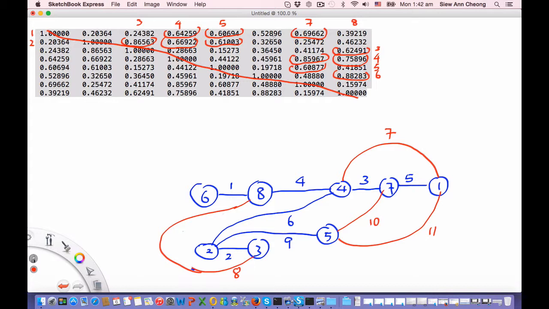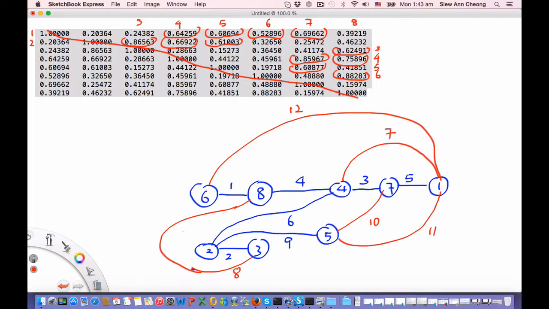That's it. That's the only 0.5. So let's pick it. It is between 6 and 1. And can it be joined? Indeed it can be. So if I join it like this, this is number 12, and it can be joined to form a planar graph. So we accept that.